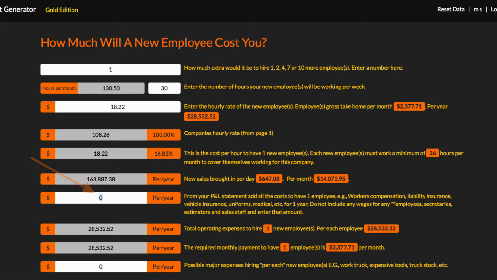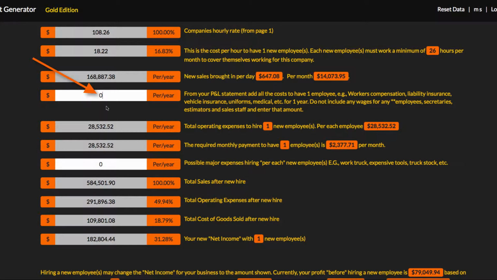Now there are 2 boxes that we need to make entries in from our P&L statements. We need to enter workers' compensation, liability insurance, vehicles, medical, and uniform expenses for 1 year and anything else that you pay for your employees. Also, keep in mind, we're not entering wages for secretaries, estimators, or sales staff, so make sure those numbers are not included. So I already have 2 employees, so what I'm going to do is get the total operating expenses for my 2 working employees and divide that number by 2, and that answer will go right here.